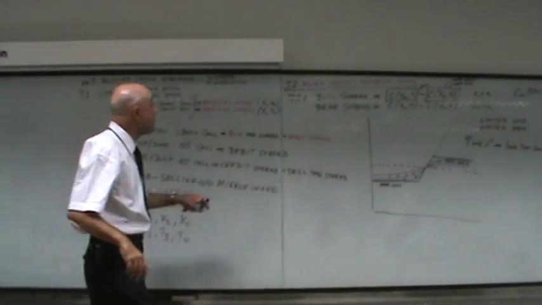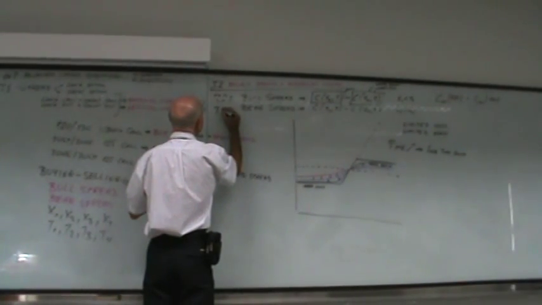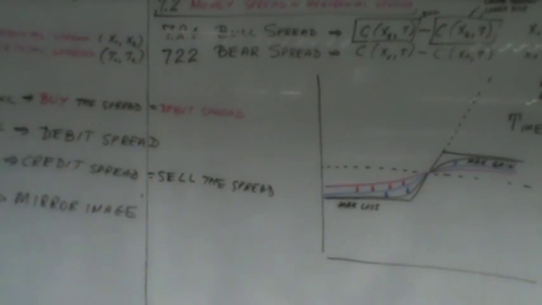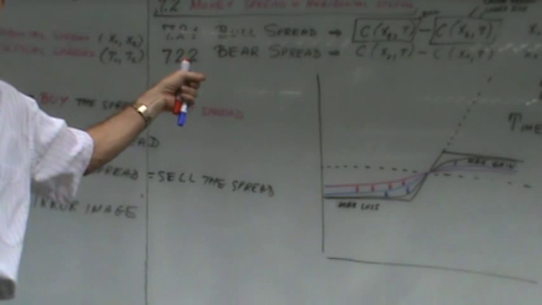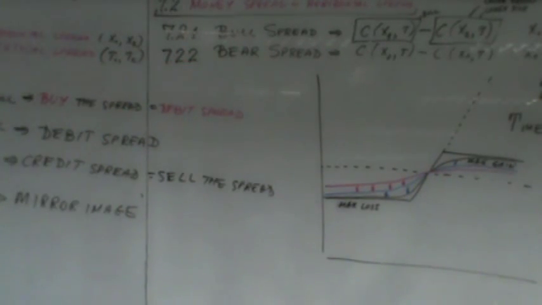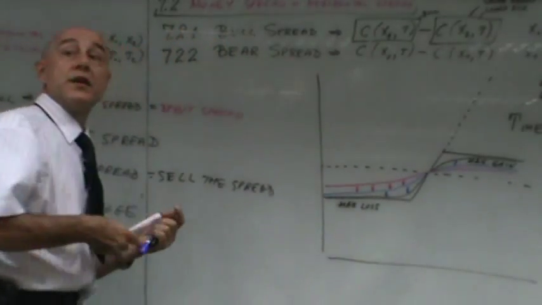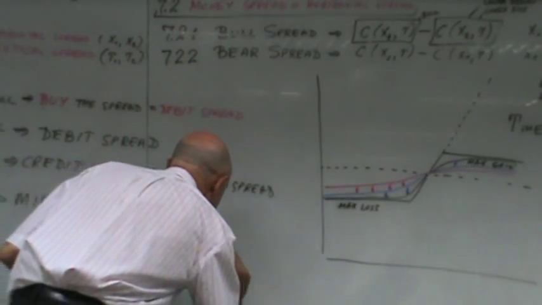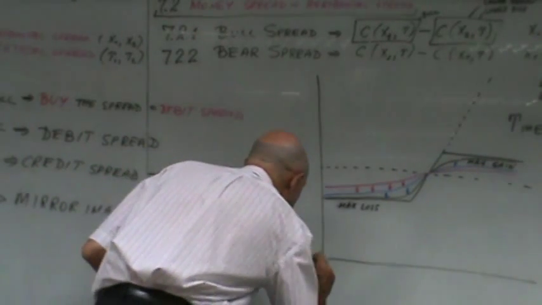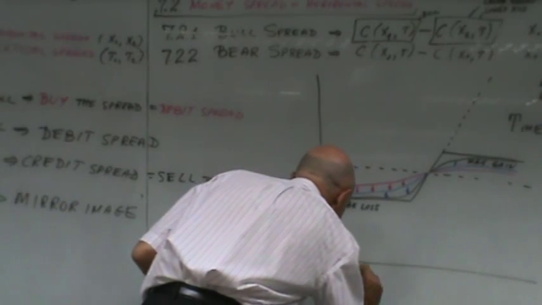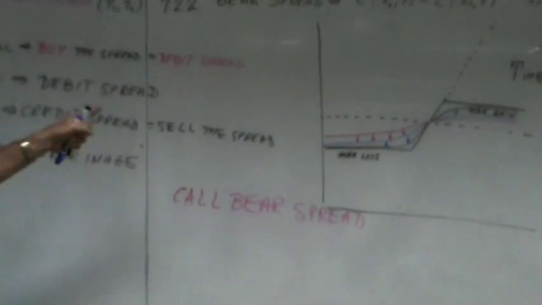Okay. Bear spread, 7-2-2. Let's see how they construct it. Do they construct the bear spread with calls, or you may construct the bear spread with puts? Let's see what's happening here. Oh, they constructed it with a put. So, here's the thing. You may have a call bear spread. Okay, same call bear spread.